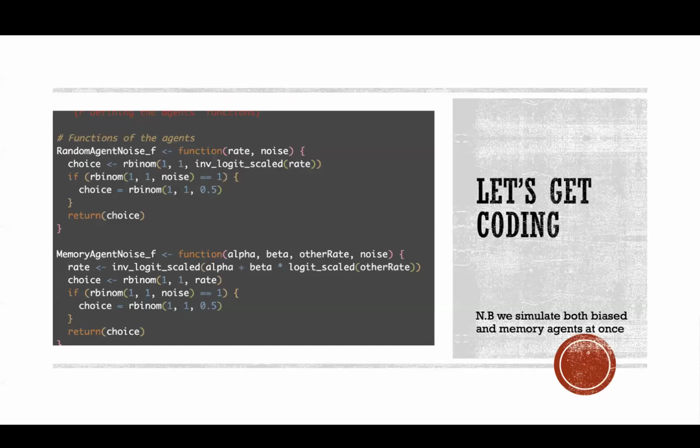Good. Now we want to get coding, right? How do we turn these representations into the actual code? So here, to start with, I simulate a bunch of random agents with a specific bias and some noise. And I get some memory agents with some noise to play against them. Why do I put noise? Because data is always noisy, right?